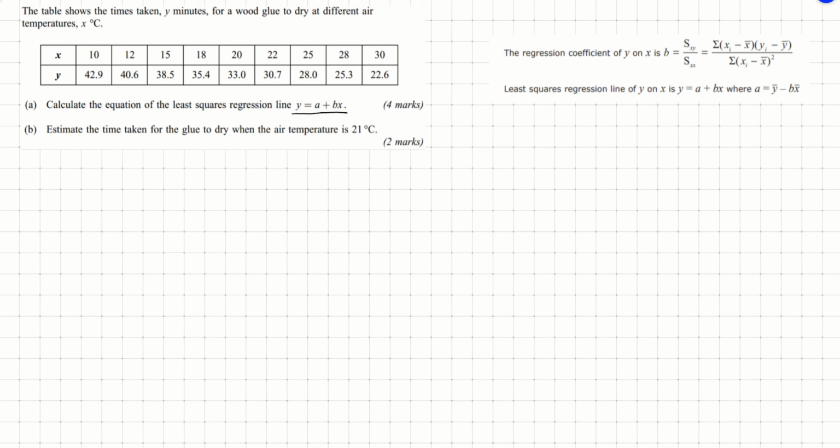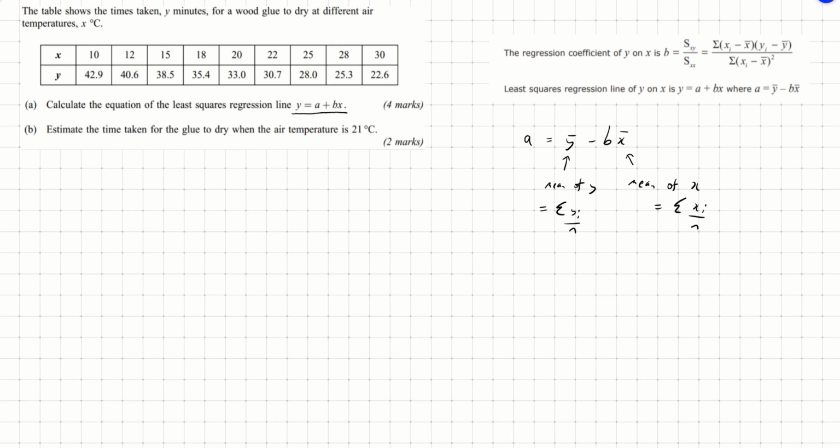The key bits are we have to work out this value a, and that is given by y bar minus b x bar. Y bar is the mean of y, and x bar is the mean of our x values. The mean of y is the sum of our yi's divided by how many there are, and the mean of x is the sum of our x values divided by how many there are, n.